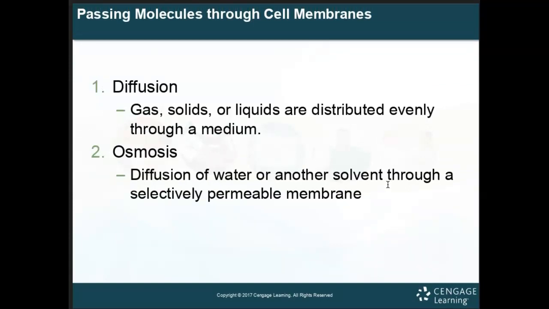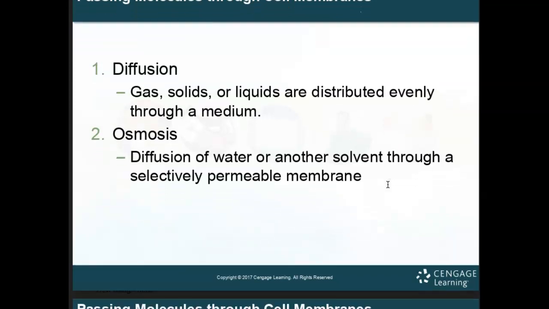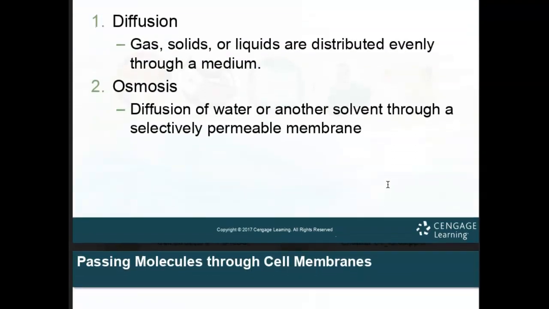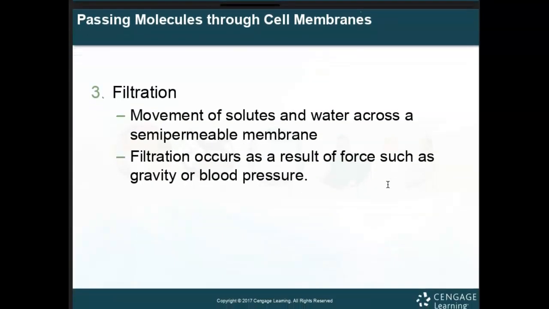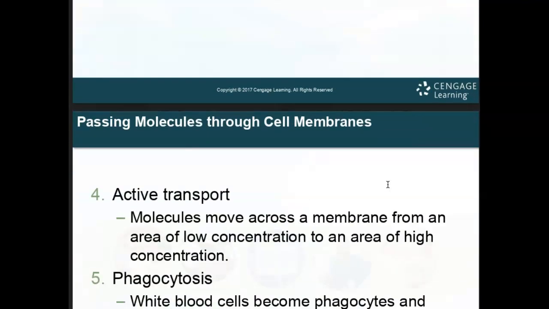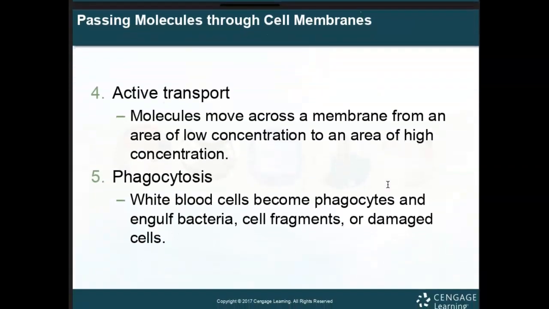So diffusion is for gases or solids or liquids that are distributed evenly through a medium. Osmosis is the diffusion of water or another solvent through a selectively permeable membrane, which means it only lets certain things in and out. Filtration is the movement of solutes in water across a semi-permeable membrane, and filtration occurs as a result of force, such as gravity or blood pressure.